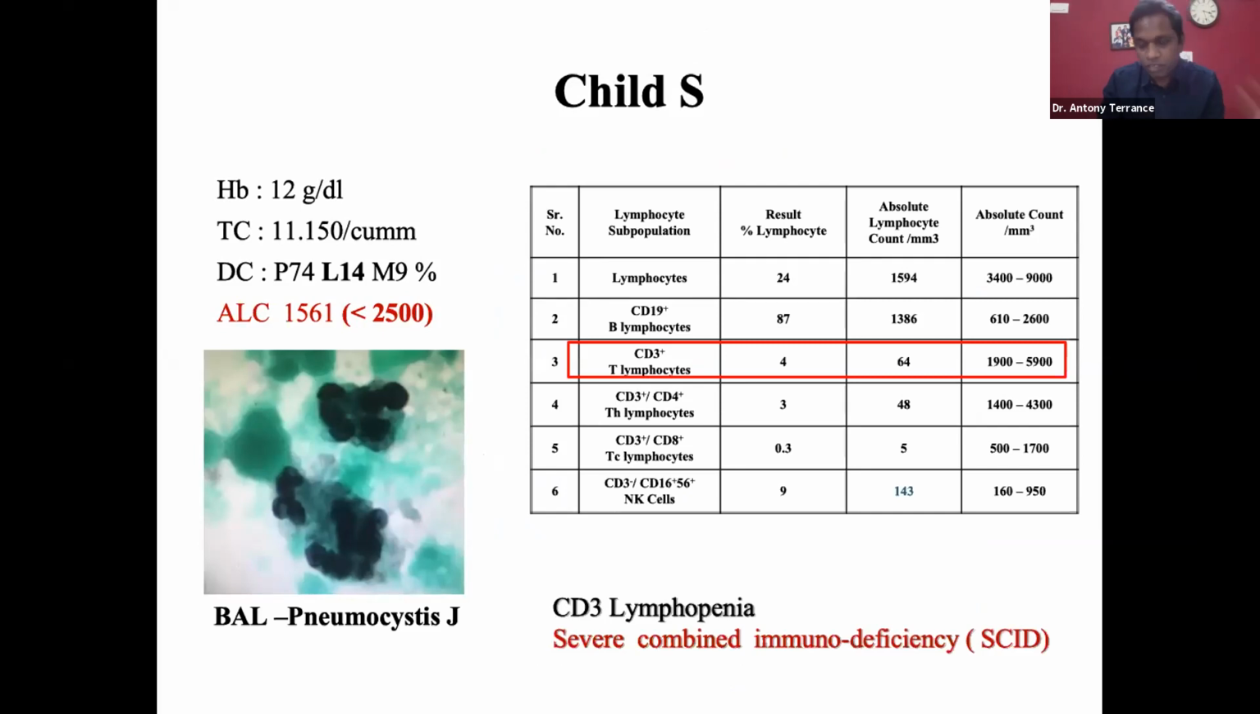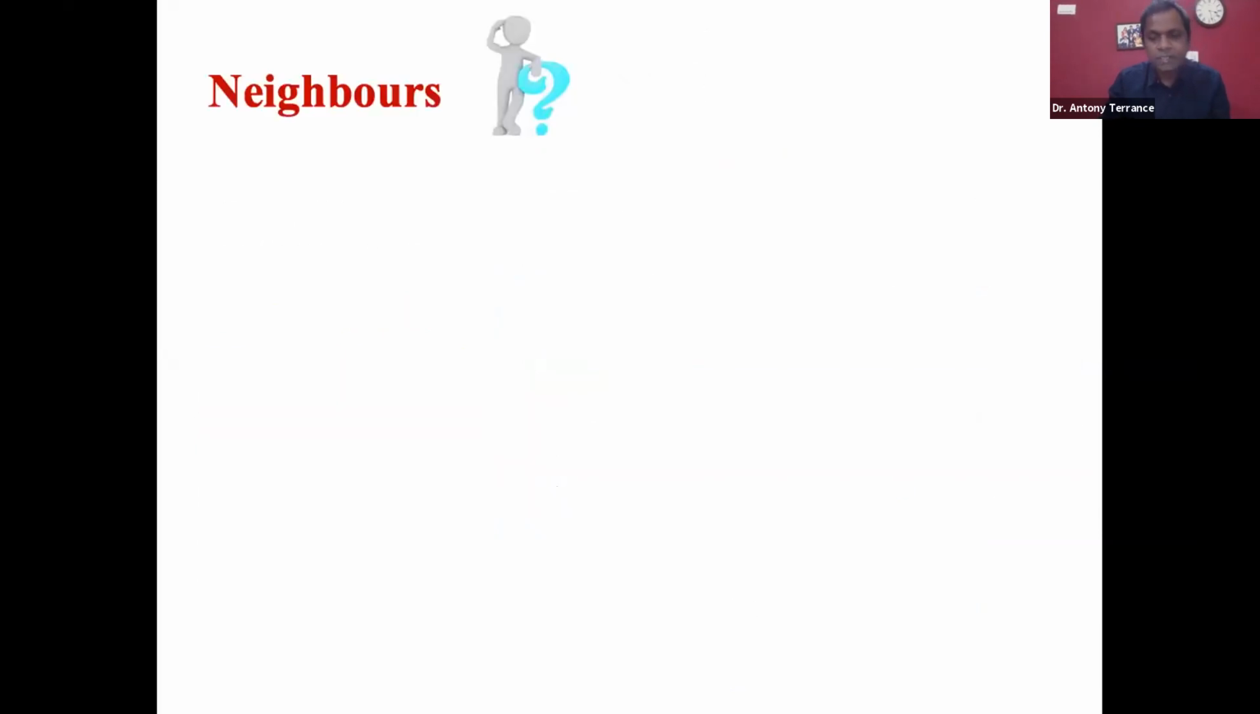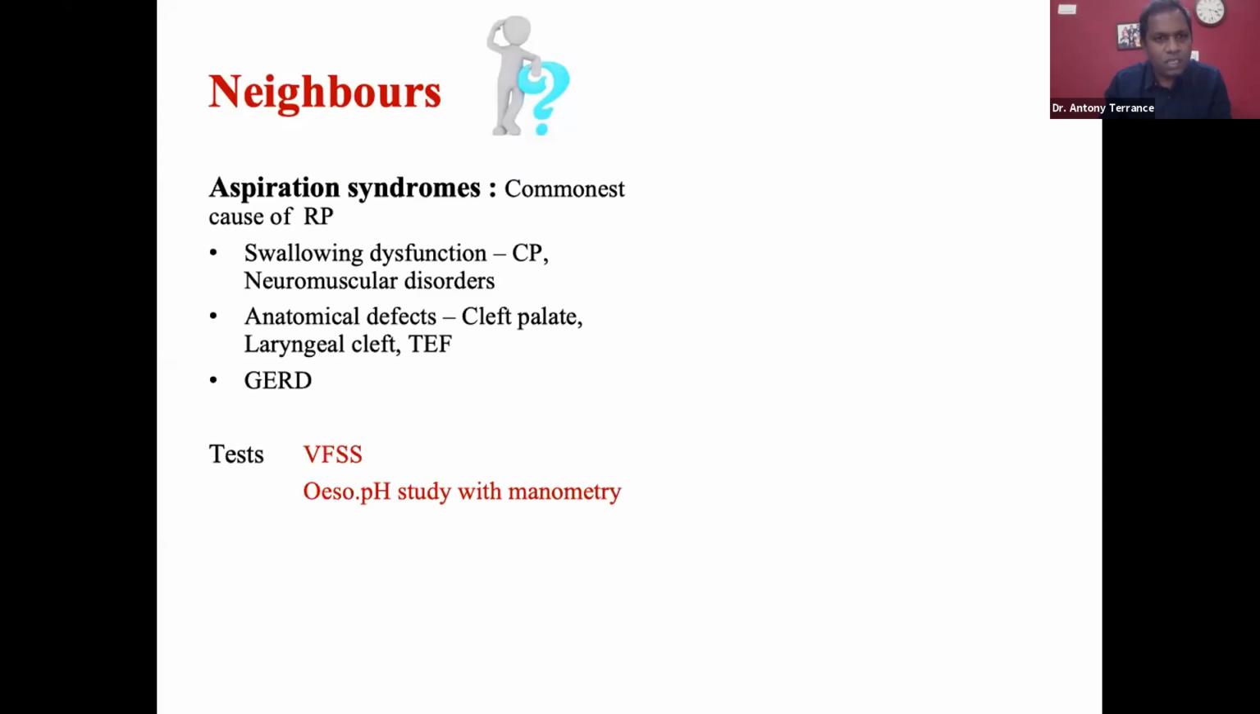The child also had an opportunistic infection in the lungs. We identified Pneumocystis jirovecii by methenamine silver staining. And we talked about bugs and defenses. Next is neighbors. Sometimes neighbors can be friends, sometimes they can be foes. But in recurrent pneumonia, we have to definitely look at them. Aspiration pneumonias are an important cause of recurrent and persistent pneumonias. Aspiration could be due to swallowing dysfunction, anatomical defects or GERD. And there are tests, like pH study as well as video fluoroscopic swallow study, to identify aspiration syndromes.